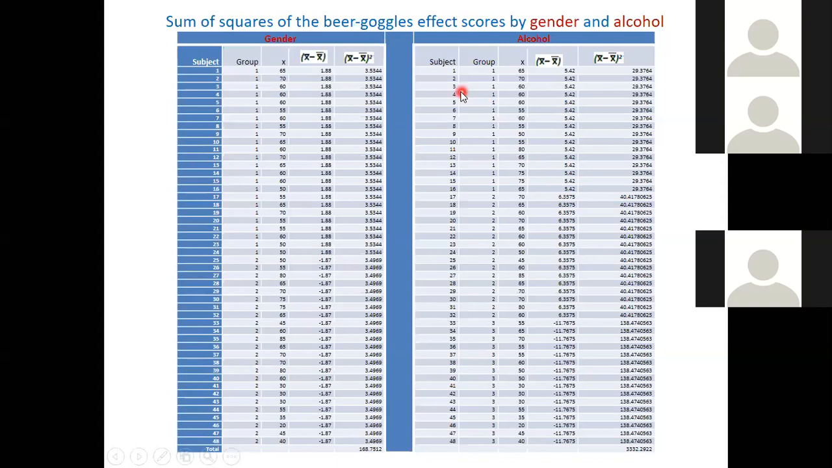So when you now come to the alcohol, if you look at it, the alcohol is divided into 3 groups. There are only 3 groups. So you're going to have 16, 16, 16, 48, irrespective of whether you are male or female.